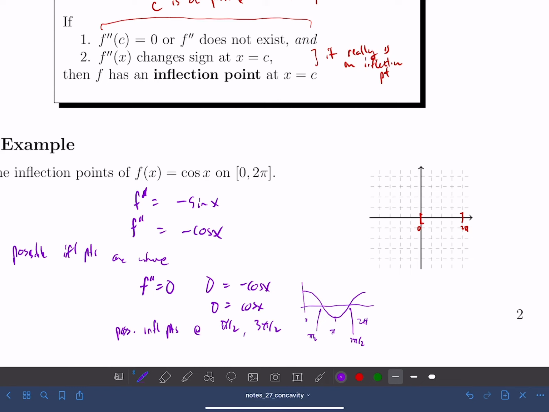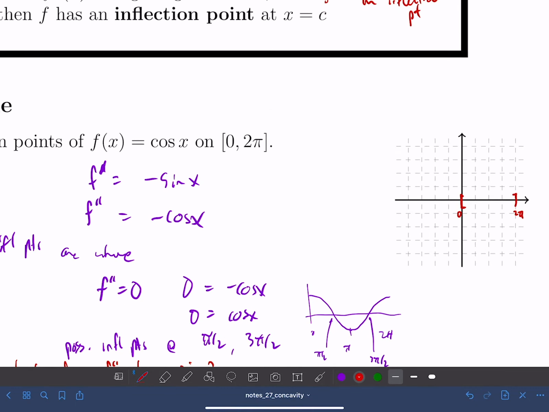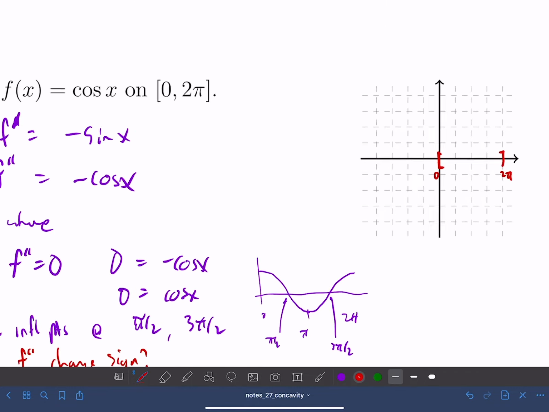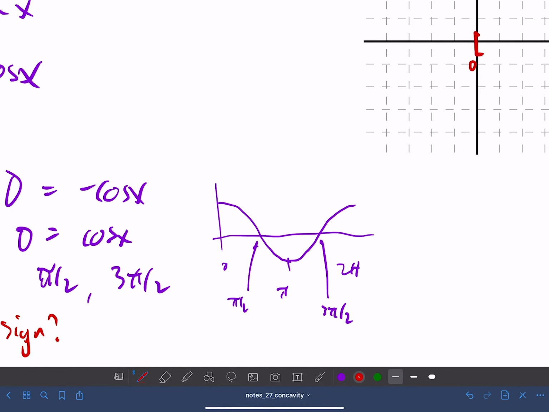And now we need to check, does f double prime change sign? And in this particular case, I want to use a graph to do that for me. And I think I'll use this graph. At pi over 2, this is a plot of f. Oh, I need to flip it upside down. I can do that.